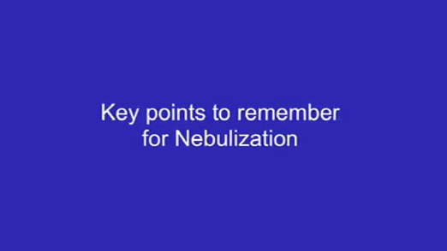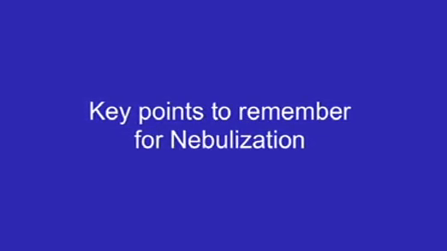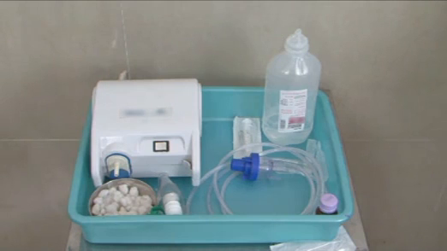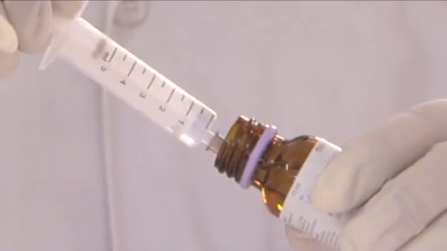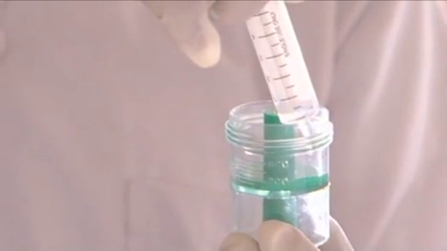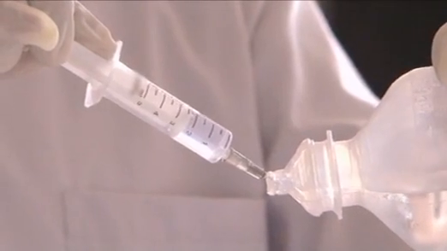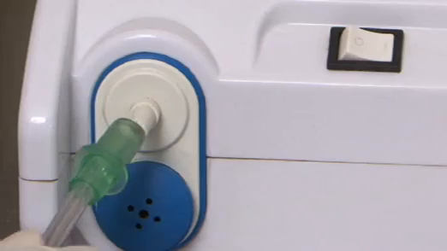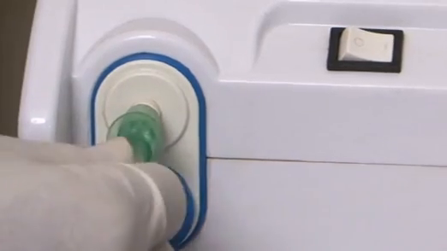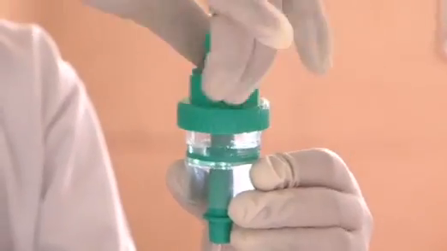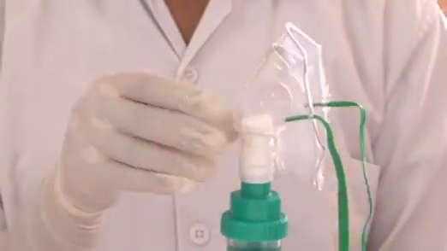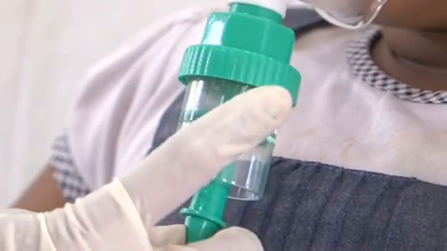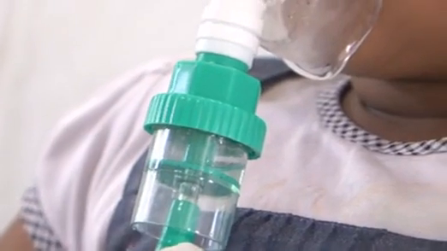Key points to remember for nebulization. Make sure that the equipment is clean. Put the correct dosage of medication and add saline to make volume 3 ml. Ensure proper connection, tubing and seal. Check the nebulizer for misting. Occasionally, tap the side of the nebulizer for better misting.